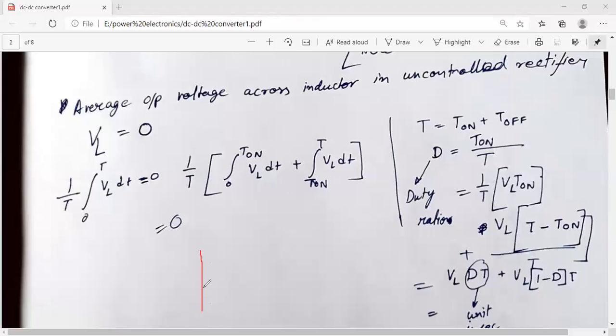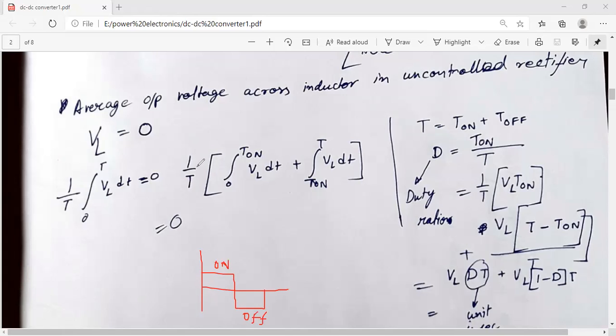Suppose this is a signal, and if this positive half cycle is considered as on time, and the negative half cycle is considered as off time, then t on plus t off is the total time. So we can write the integration of the signal as 1 by T integration 0 to T vL dt, that will be equal to 0.